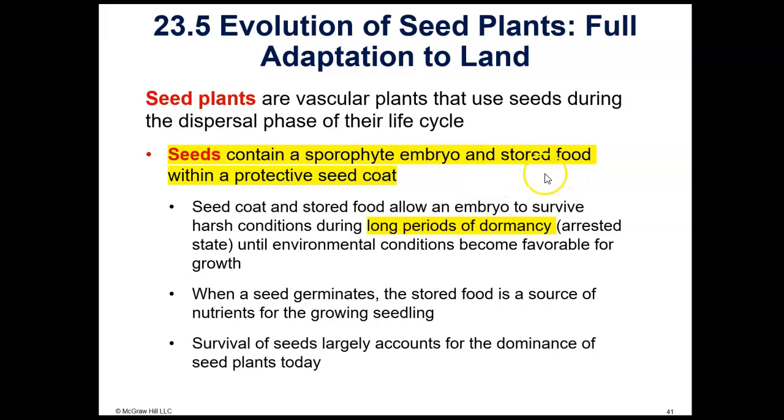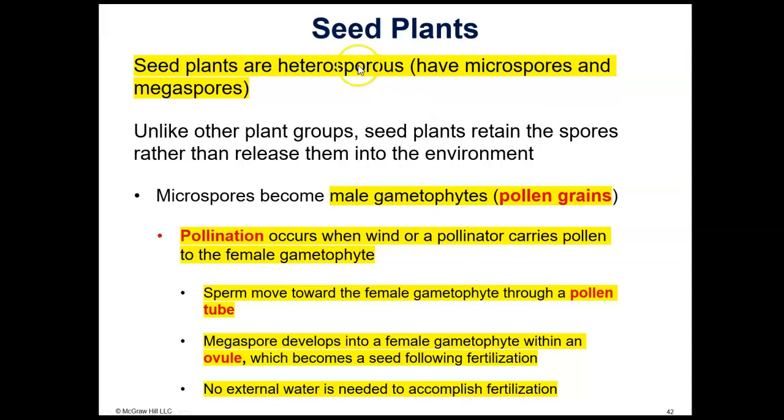Seeds allow plants to survive long periods of dormancy. If you think about dried beans that we buy in the grocery store and how long they were probably there, and then all we have to do is add water and they'll germinate, and we can, of course, cook them and eat them, but if we add water, they'll start growing sprouts. So seeds can survive long dormant periods.